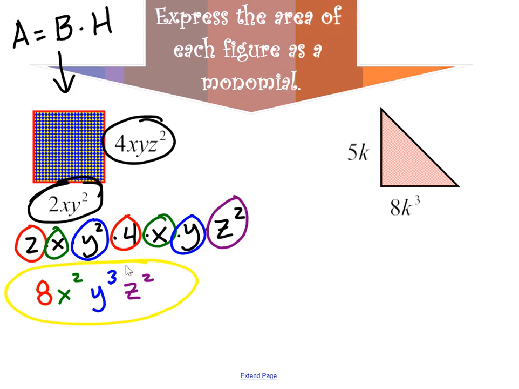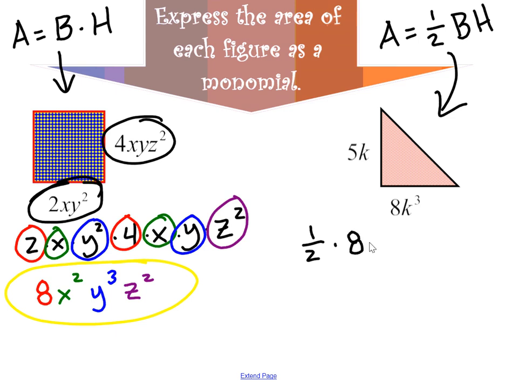Now the area of a triangle is slightly different. It is actually 1/2 your base times your height. That's for a triangle. So let's go ahead and do that one out. So I have 1/2 times, my base in this case is 8 times k to the third. My height is 5 times k.